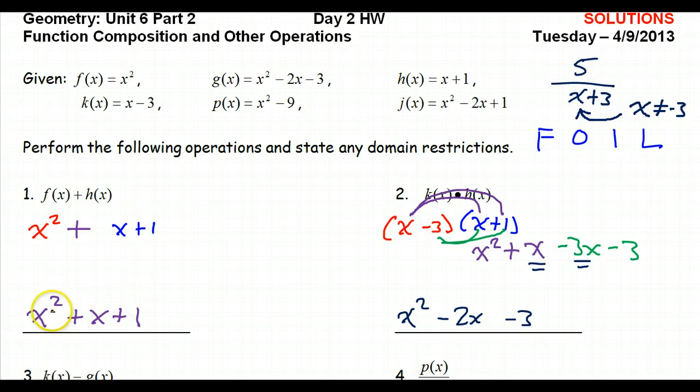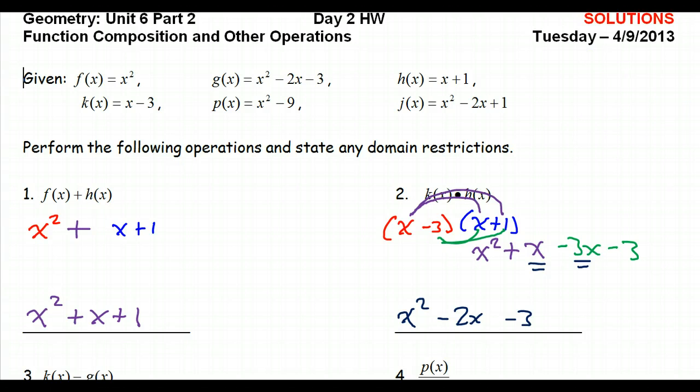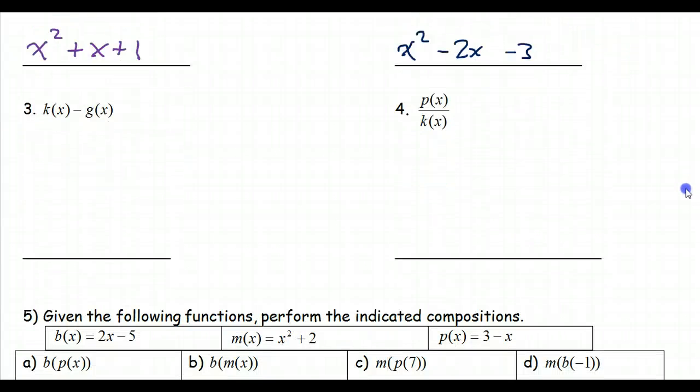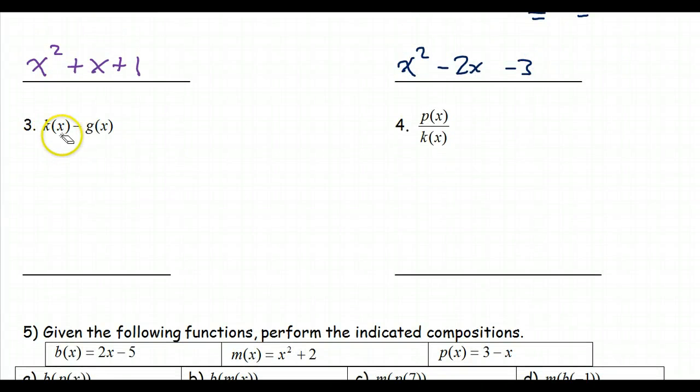So anyway, so far none of these problems even had a denominator, so we didn't really have to worry about that kind of domain restriction. But keep your eyes open. I think it's coming. Anyway, let's look at number 3, subtraction.